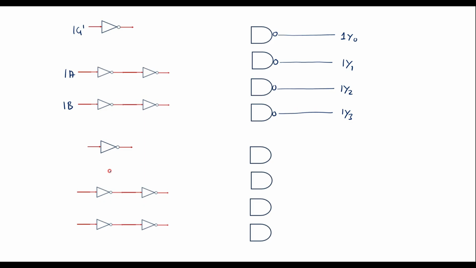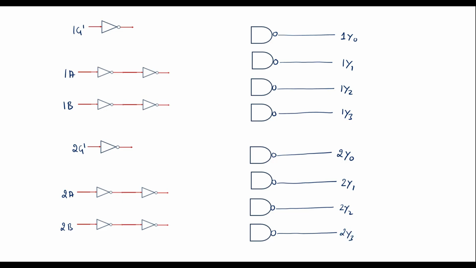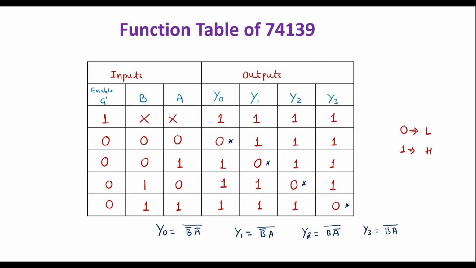Similarly, with respect to the other 2 to 4 decoder, this will be 2G dash. This is 2A, 2B input, and these are active low outputs. This is 2Y0, 2Y1, 2Y2, 2Y3. Now let me implement this.